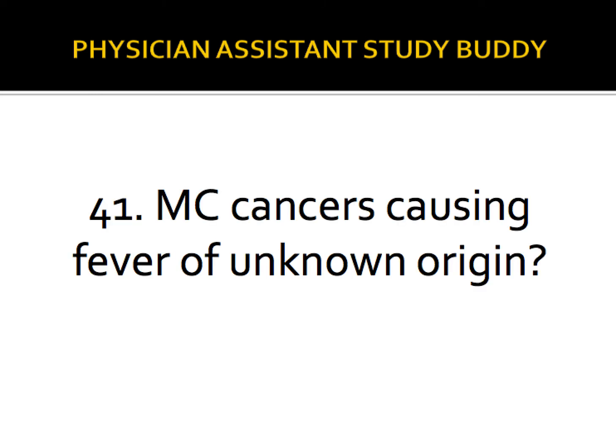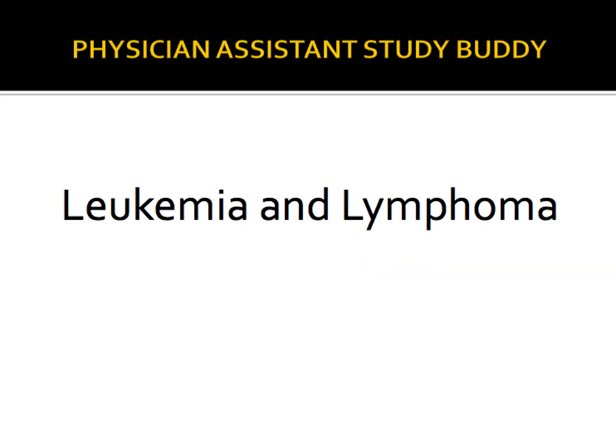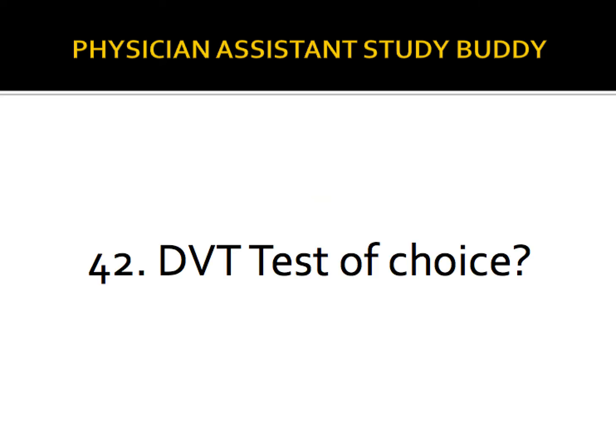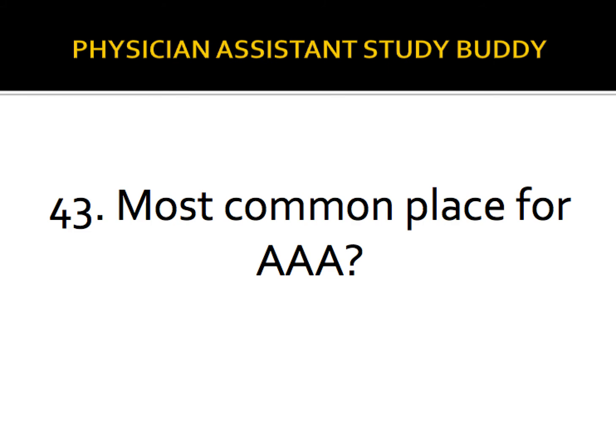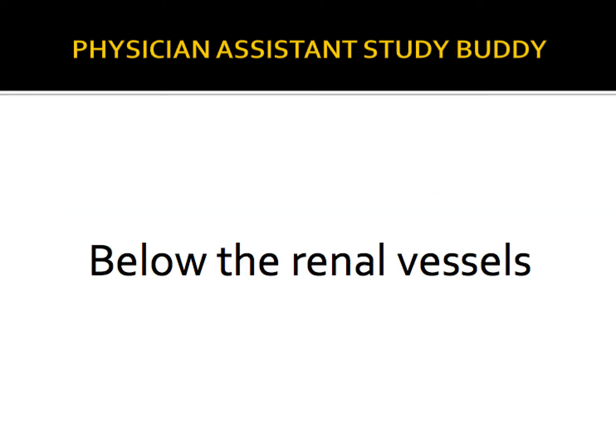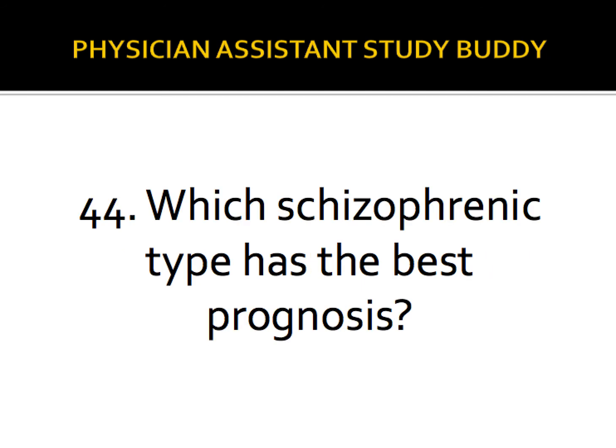Most common cancers causing fever of unknown origin. Fevers of unknown origin are likely caused by leukemia and lymphomas. What is the test of choice for DVT? That would be a Doppler ultrasound. What is the most common place for AAA? So they may give you a stem that talks about AAA, and they'll give you different locations of the vessels and ask you what is the most common place. And the most common place is below the renal vessels.